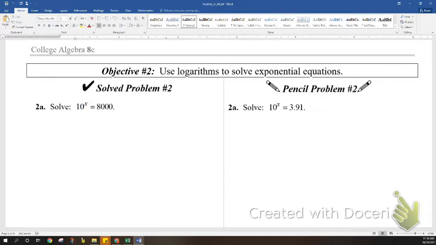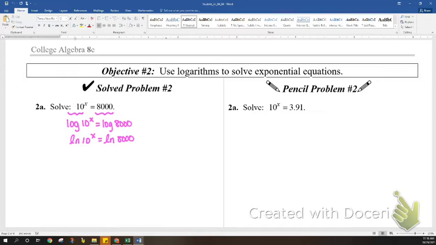So as long as what you do to one side of the equation, you do to the other side of the equation, it will keep it equal. So I'm going to log both sides. I've got log of 10 to the x equals log of 8,000. Now remember, you could use log or you could use natural log, okay? Let's actually use natural log, so we'll get the same answer. So we have natural log of 10 to the x equals natural log of 8,000.